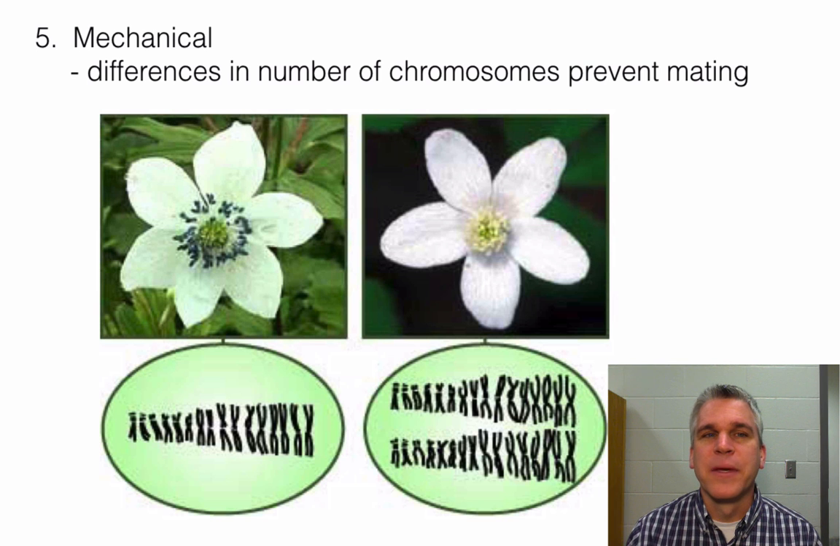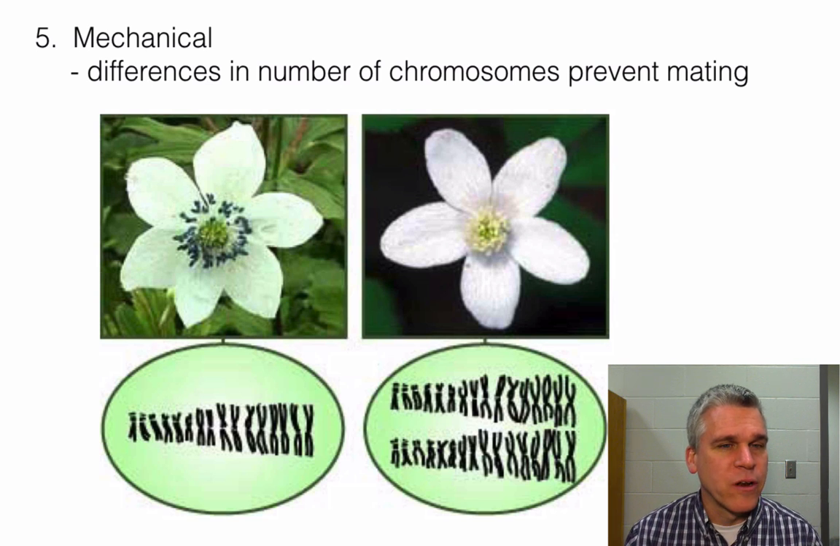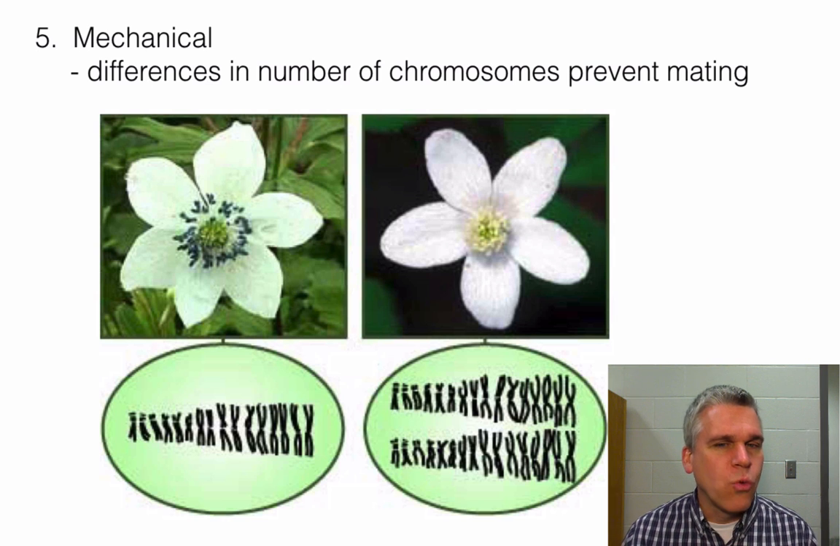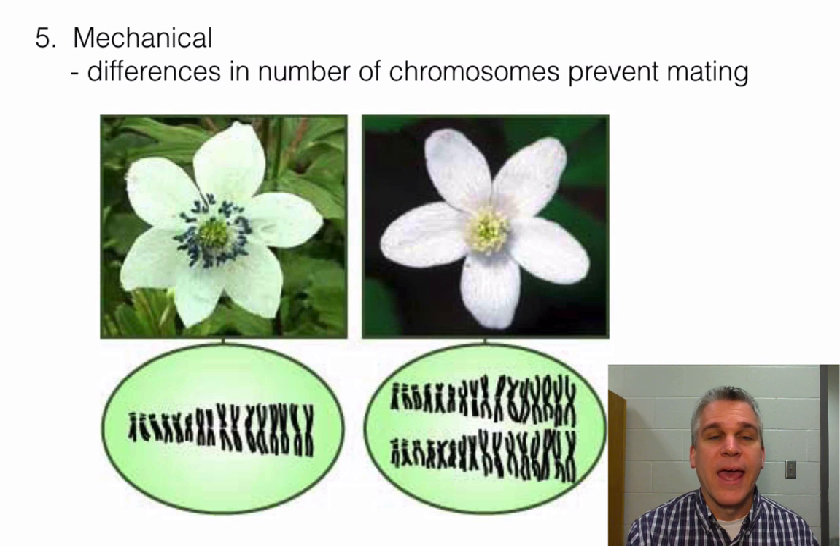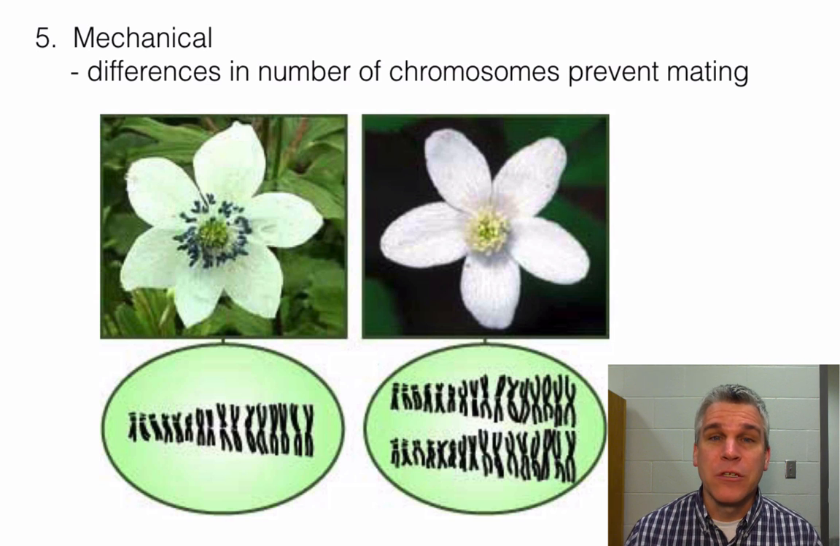The last type is mechanical isolation. Here there is a difference in the number of chromosomes that prevent mating. Here are two flowers. They look very similar to one another. But one flower has twice the number of chromosomes as the other. Because of this, the pollen of one flower cannot fertilize the eggs of the other. And so pollination never takes place, even though these might be two flowers in the same ecosystem. Because they can't cross-pollinate, they are now two different species.